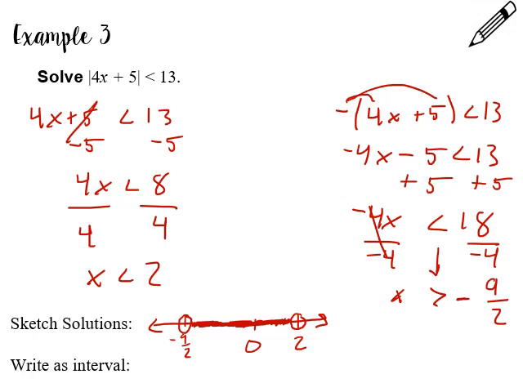Let's write that in interval notation. Smallest value to biggest value. They're both exclusive. We cannot equal those, so they are going to be our parentheses, or our rounded brackets. So we sketch our solutions and we write them as an interval.